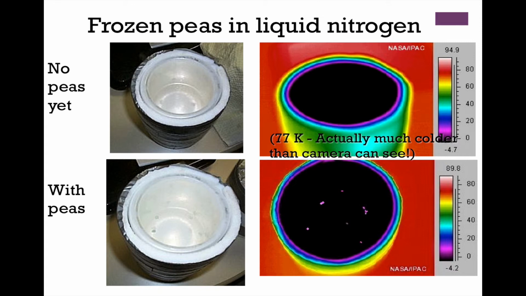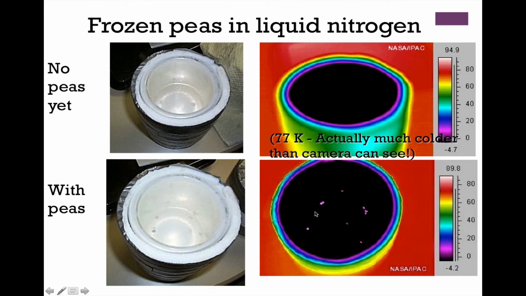So now we're going to leave the regime of everyday things. Now I'm going to put some frozen peas in liquid nitrogen. Here on the left, we have something called a dewar, which is really just a fancy name for a thermos bottle. And there's liquid nitrogen in there. Liquid nitrogen is at 77 Kelvin, and the camera can't see 77 Kelvin, so it just gives up and colors it all black. Now I'm going to add some frozen peas into the liquid nitrogen.